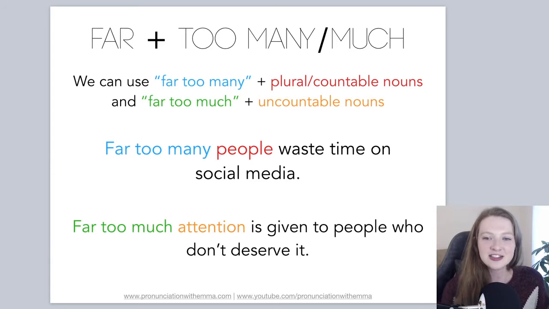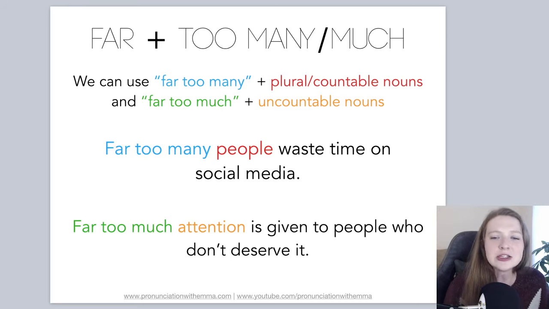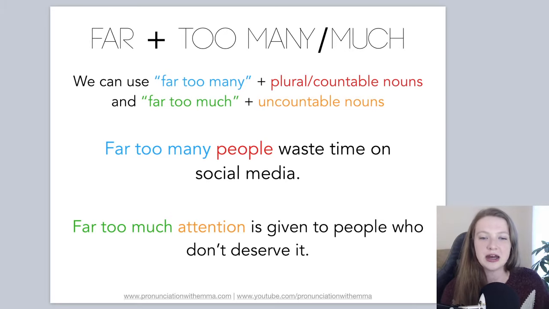We can use far too many with plural and countable nouns, like the other rules, that doesn't change, and far too much with uncountable nouns. So far too many people waste time on social media. It's just like saying too many people waste time on social media. It's exactly the same, but by adding the far, it emphasizes the quantity, let's say. So it sounds like there's way more. So far too many people, it's like a lot. Compared to just too many is way more, okay?